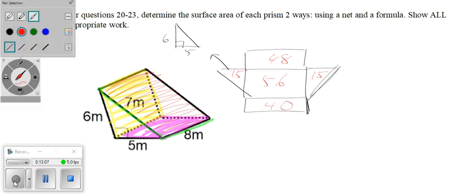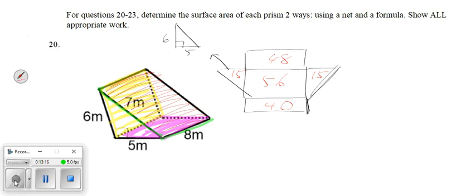So in your net, that's all you have to do, is you have to remember that each of those has an area, put them all in there. Once you get them, just add them together. Now how I'm going to add them is maybe different than you would. Watch this. 15 and 15 is 30. 30 and 40 is 70. 70 and 40 is 110. 110 and 50 is 160.